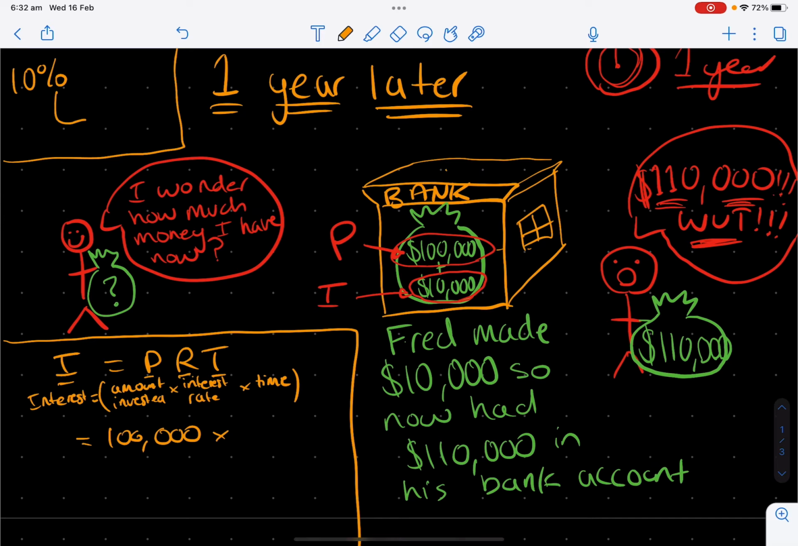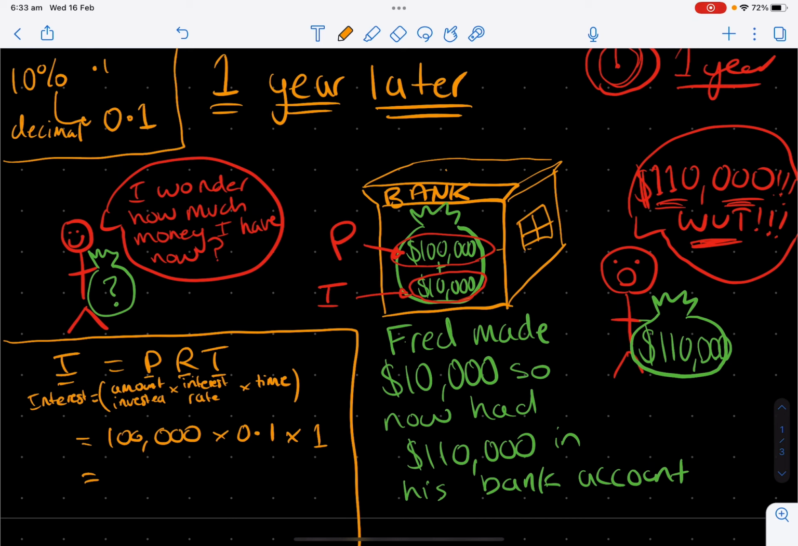10% to a decimal is 0.1. What we've done to get it to there is, the way I do it is I move my decimal place, because it's percentages, it's 100%, 2 places, 1, 2, because 100 has 2 zeros, and we put our decimal point here, and we get 0.1. So that's our percentage. So 100,000 times 0.1 multiplied by the time, which is just 1 year.